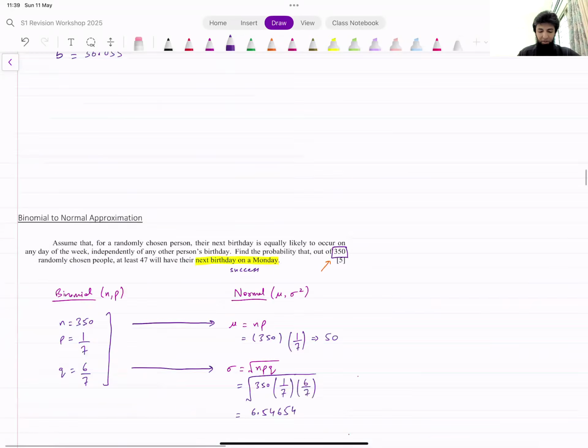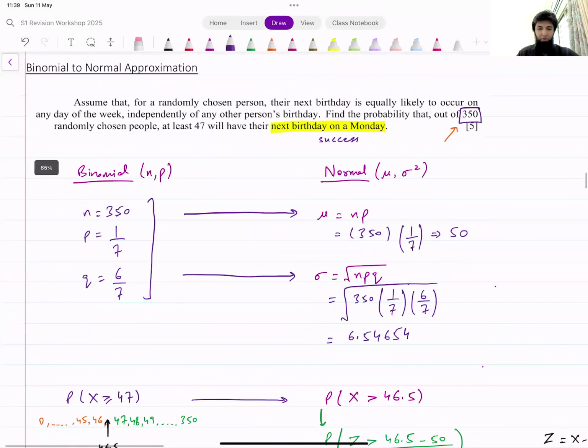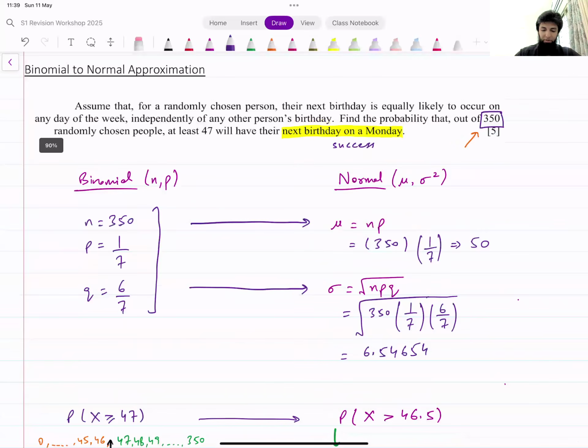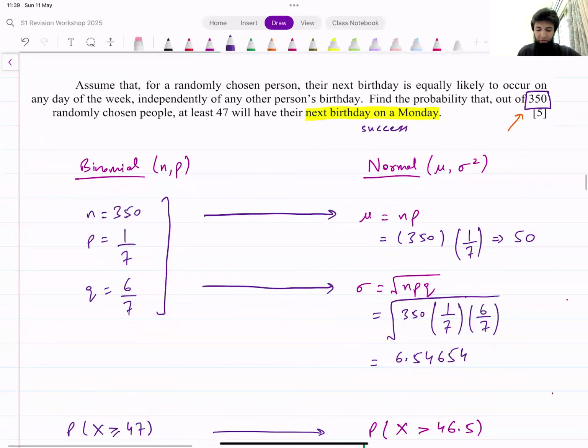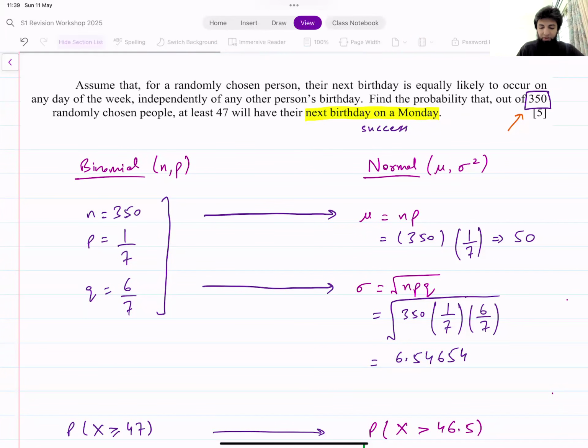Then the third major concept that you have here is binomial to normal approximation. Now, let's think about this. You've got this example. It says, assume that for a randomly chosen person, the next birthday is equally likely to occur on any day of the week. That means every day has equal probability. What's the probability of the birthday being on a Monday? That's 1/7, right? And for every day, it's 1/7.